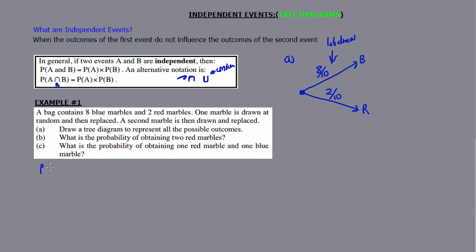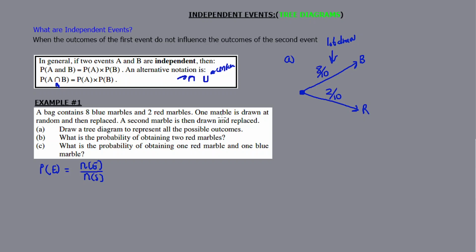So the probability for any event is equal to the number of outcomes in event E divided by the number of outcomes in the sample space. So this is the probability formula. I think it's important so that we understand it a bit better. So these are the probabilities: 8 over 10, 2 over 10.